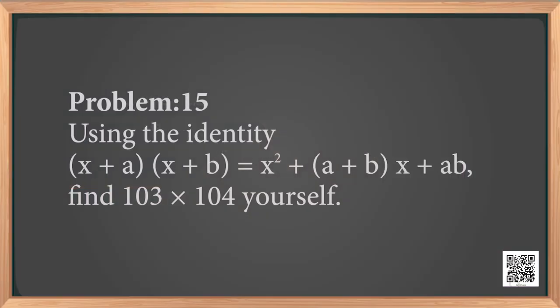Try to solve this problem on your own. Problem number 15. Using the identity (x+a)(x+b) = x² + (a+b)x + ab, find 103 × 104 yourself.